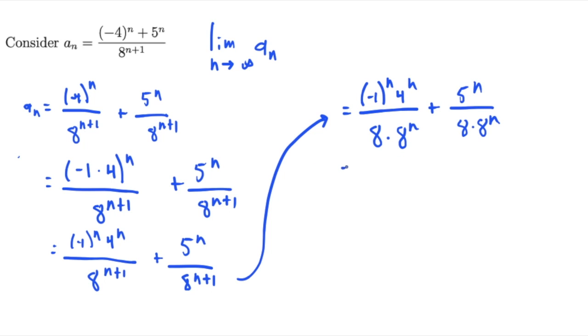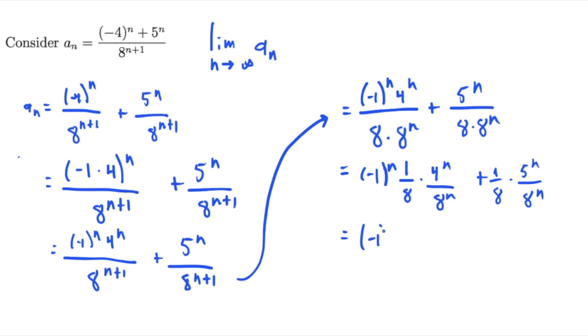And then just a little bit more rearranging. Let me write this as, say, negative 1 to the n times 1/8 times 4 to the n over 8 to the n. Similarly, this second fraction I'll rewrite as 1/8 times 5 to the n over 8 to the n. Tiny bit more algebraic manipulation here, just to clean things up a tiny bit.